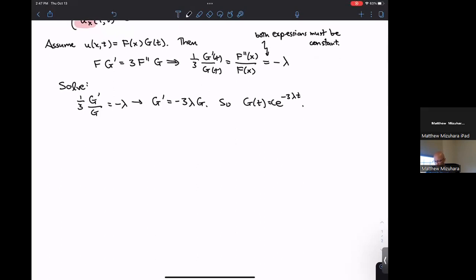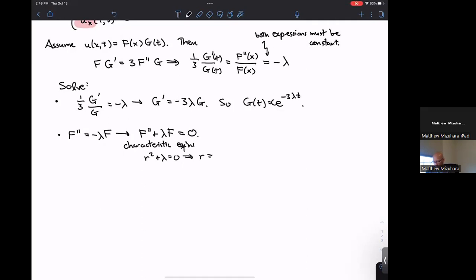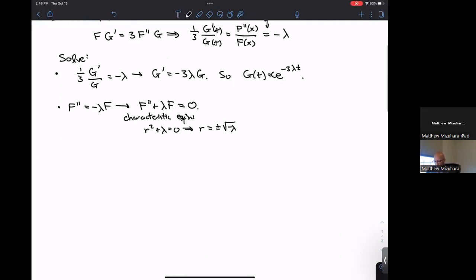Now, that was the g equation. Let's now go to my f equation. So I'm going to have f double prime equals minus lambda f, which rearranging gives me f double prime plus lambda f equals 0. Okay, so as usual, we have three cases to solve here, right? The characteristic equation that we would get is r squared plus lambda equals 0, from which we know the roots are plus or minus root minus lambda. As in the previous cases, we have three things to consider.